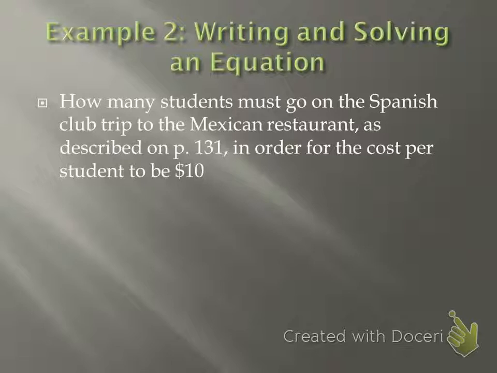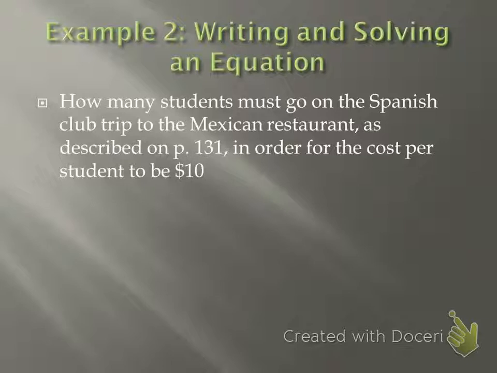Okay, the first thing you need to figure out is, what are you solving for? It says, how many students must sign up? So we're solving for, we don't know how many students have to go to get the price down. Does that make sense? Okay, we should be looking on page 131. All right, so S is going to be my variable. S for students, does that make sense? My goal is that it's $10 per student.